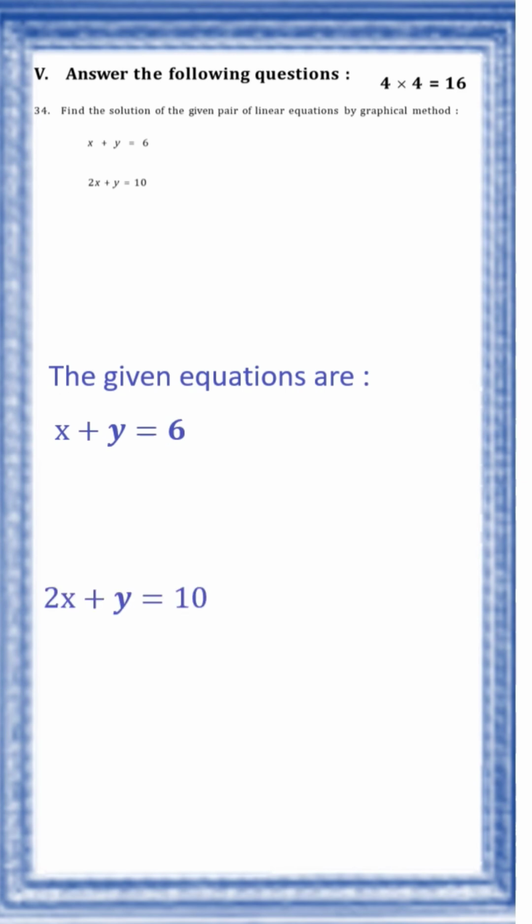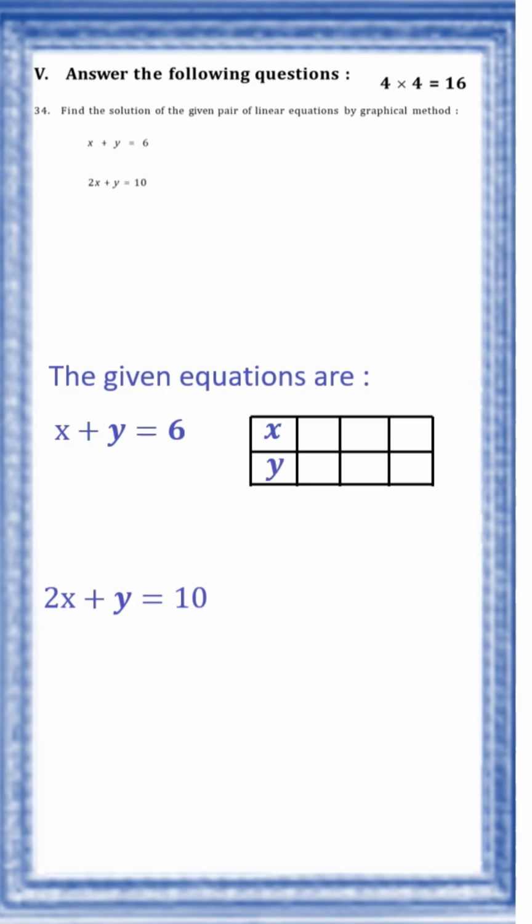x plus y is equal to 6, 2x plus y is equal to 10. Now we have the equations x plus y is equal to 6 and 2x plus y is equal to 10. Now let us have the table values for x and y for the first equation. When x is equal to 0, y is equal to 6. When x is equal to 2, y is equal to 4. When x is equal to 4, y is equal to 2.